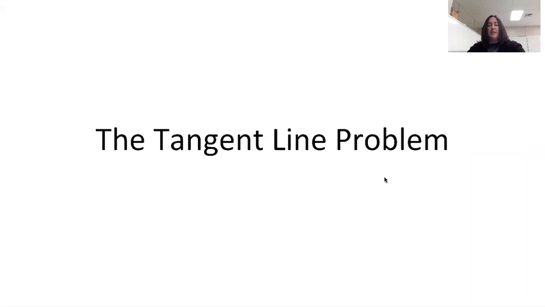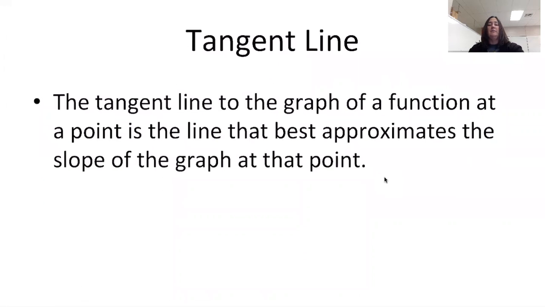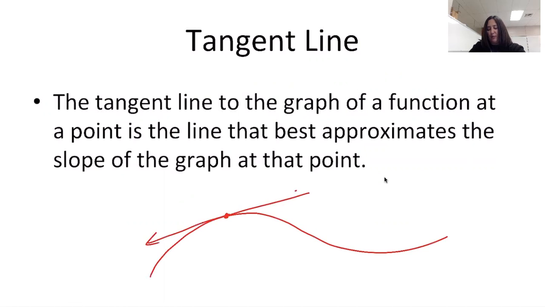So we're going to talk about the tangent line problem, and this kind of flows from what we've been doing with limits. So what is a tangent line? A tangent line of a curve is a line that touches just at one point. So if I was looking at a graph, we could have a tangent line that touches the curve just at that one point. What that tangent line does is it approximates the slope of the graph at that point.